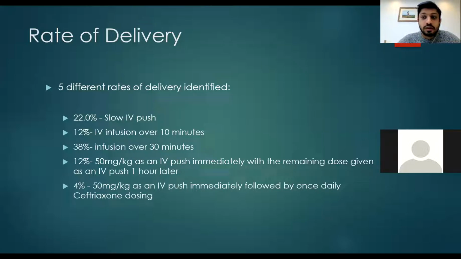12% were giving it as a split dose, where they were giving 50 milligrams per kilogram as a push, and then 30 milligrams per kilogram an hour later to top it up to a total dose of 80 milligrams per kilogram. And then a small minority were giving an initial dose of 50 milligrams per kilogram and then going to once daily and giving a full 80 milligrams per kilogram the following day. So quite a wide variance in a situation where you might have a child who's quite unwell, and where we know that standardized practice is probably the most helpful for the whole team. And so this bears out, I think, what we suspected for the regions, that there is quite a lot of variation.